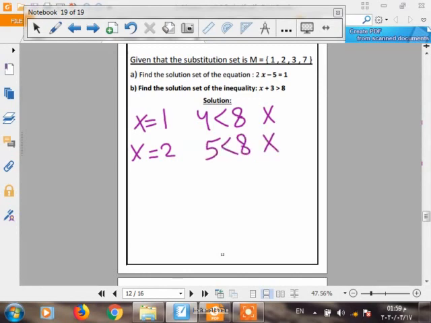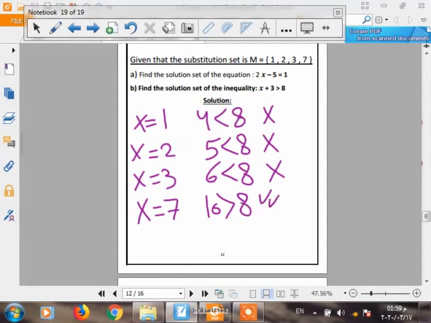Okay. If x equals 3, 3 plus 3 equals 6. It's also less than 8. It cannot be in the solution set. The last element, if x equals 7, 7 plus 3 equals 10. Yes, 10 is greater than 8. So the solution set of this inequality is x equals 7.